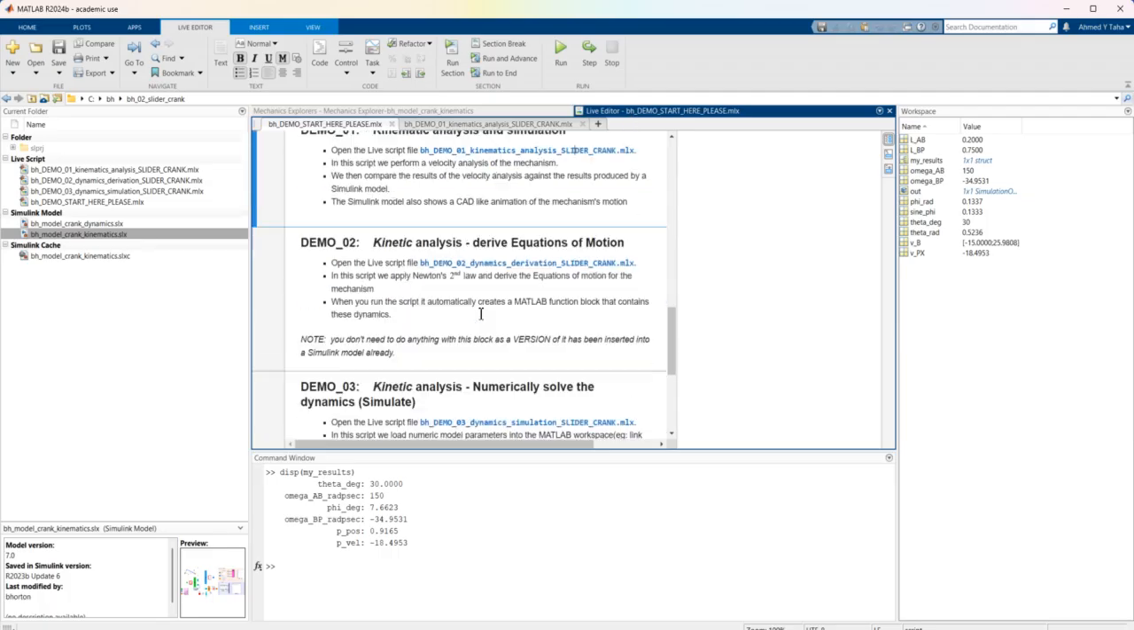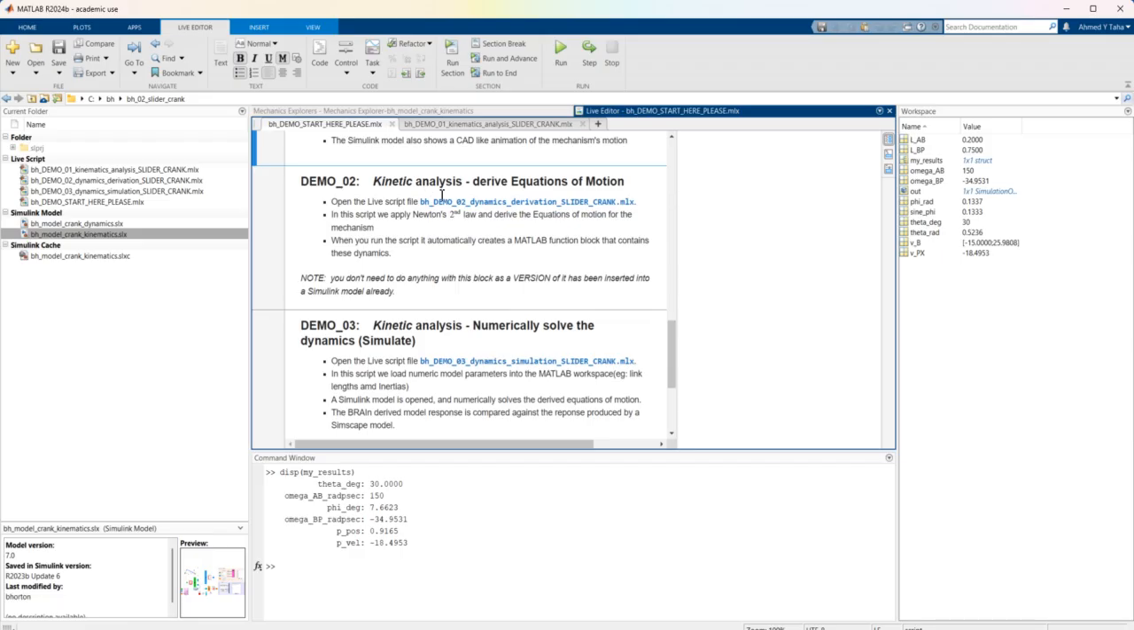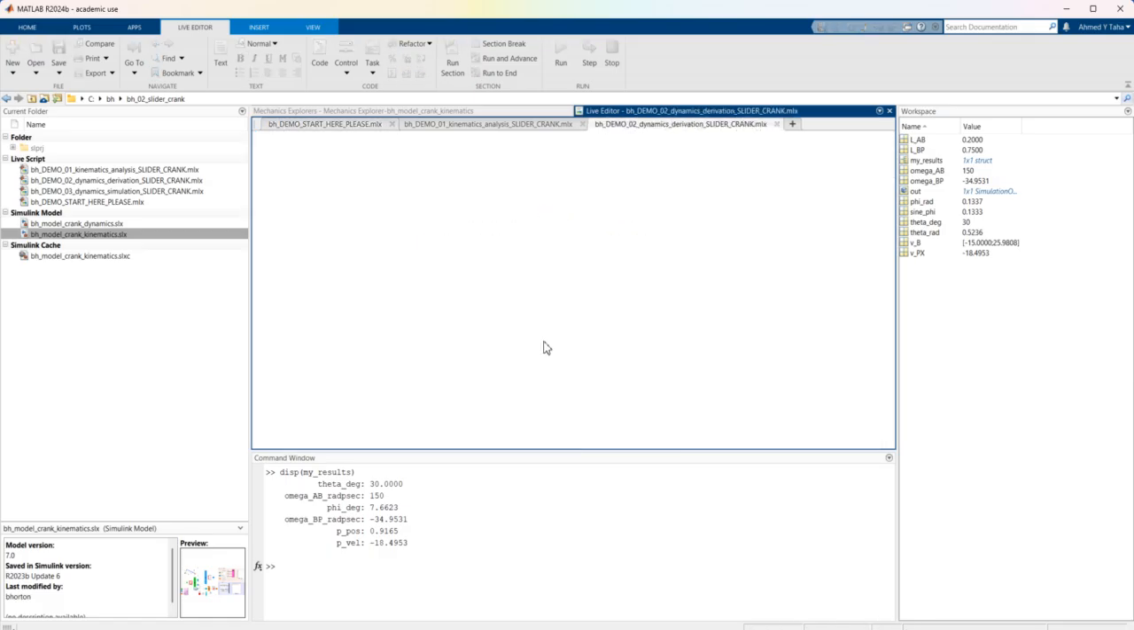Demo 2 is going to be about the kinetic analysis for the work, and we can get that by opening demo 2 for dynamic derivation of the slider crank. I will leave the other one live, so just click on this one, the PH02 demo.